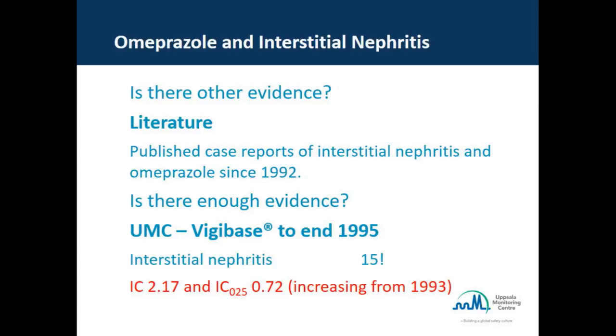Well, maybe, but we decided to look in VigiBase as well. At that time, to the end of 1995, there were 15 reports, and that was more than was published, and they weren't the same reports as the published reports, or not all of them. And that combination was statistically prominent, reasonably strongly so, and the IC025 was greater than 0. I think you'll learn a bit more about this tomorrow.